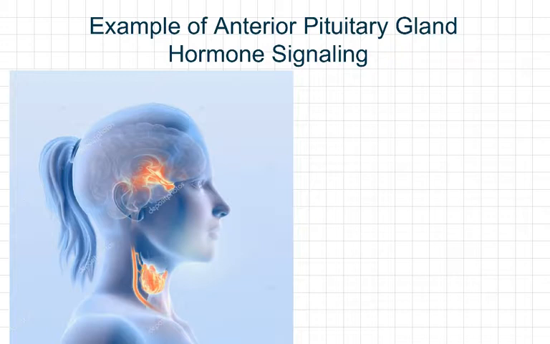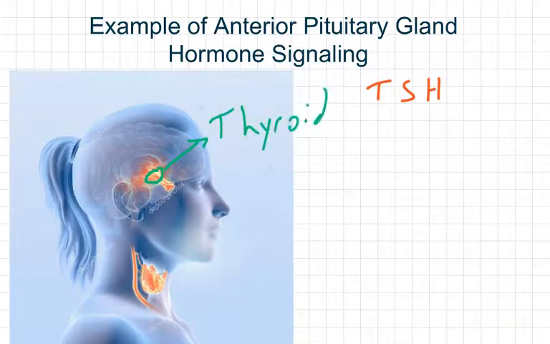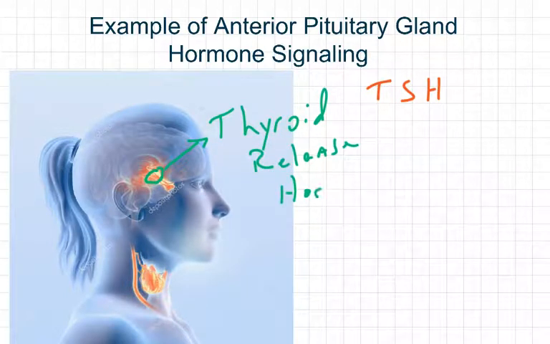A very good example of how the anterior pituitary gland hormone signaling works is by looking at the hormone TSH, again, which is called the thyroid secreting hormone. And every hormone that is involved with the anterior pituitary gland is signaled by the hypothalamus to be released into the bloodstream. And so for the example of TSH, the hypothalamus releases the hormone, thyroid releasing hormone, or TRH for short.